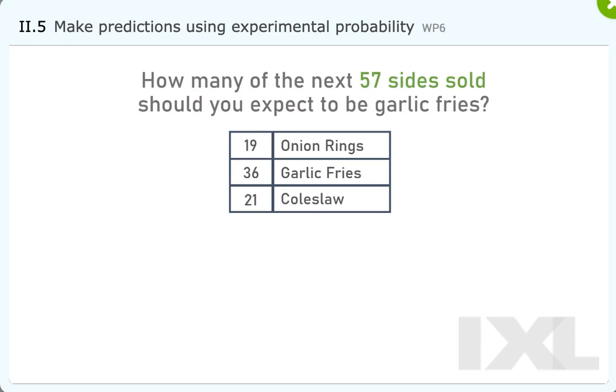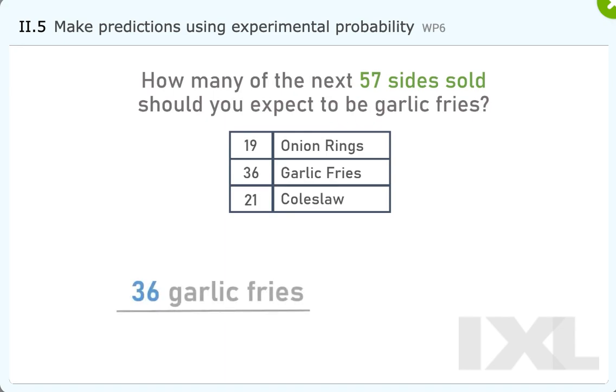As we've been doing so far, let's start by finding our experimental probability. Remember, the experimental probability is the ratio given by the number of times an event occurred divided by the total number of trials. In our example, the event we are interested in is the number of garlic fries sold. So we'll put 36 in our numerator.